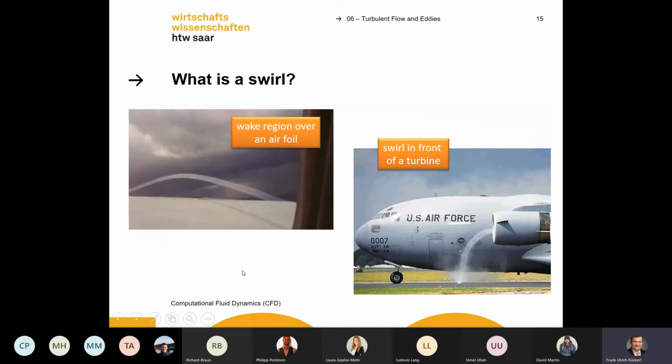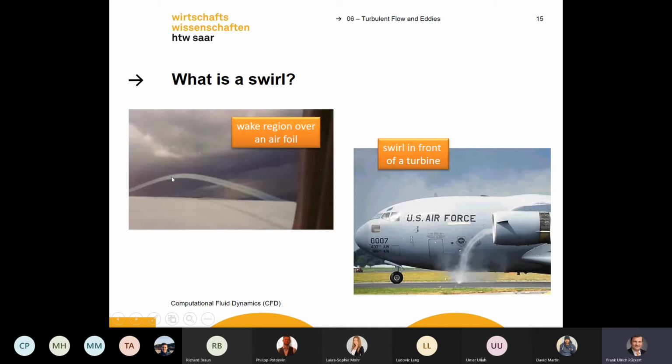Or here is another type of wake region. And these pictures are not made by PowerPoint or so. They're really realistic photos. This was really made by a photographer.